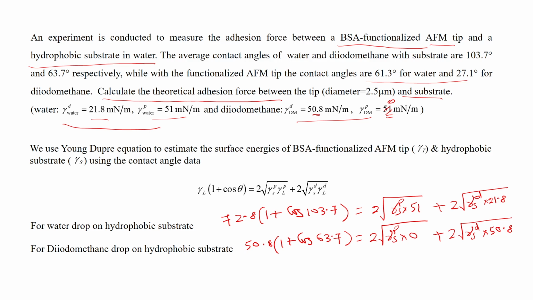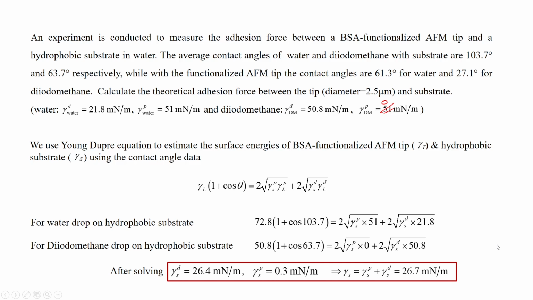Now we need to solve these two equations, which I have solved of course, and we have obtained like this. After solving, gamma S P comes out to be 0.3 millinewton per meter, and gamma S D is 26.4, so this is 26.7 millinewton per meter. Remember that this is a hydrophobic surface, as I described in a previous lecture. For a hydrophobic surface, non-polar molecules are attached to the glass surface or silicon wafer. Therefore, it should have a very low polar component of the surface energy, and that is what we get here.